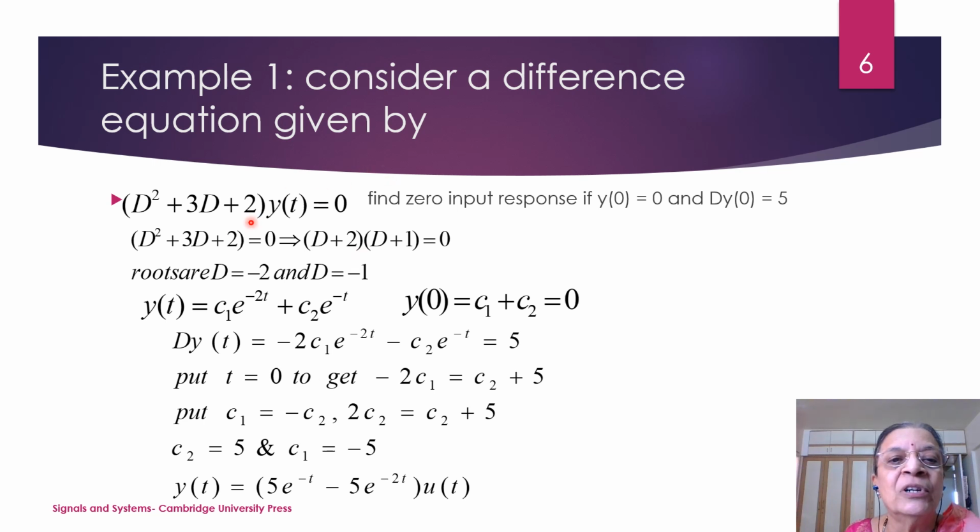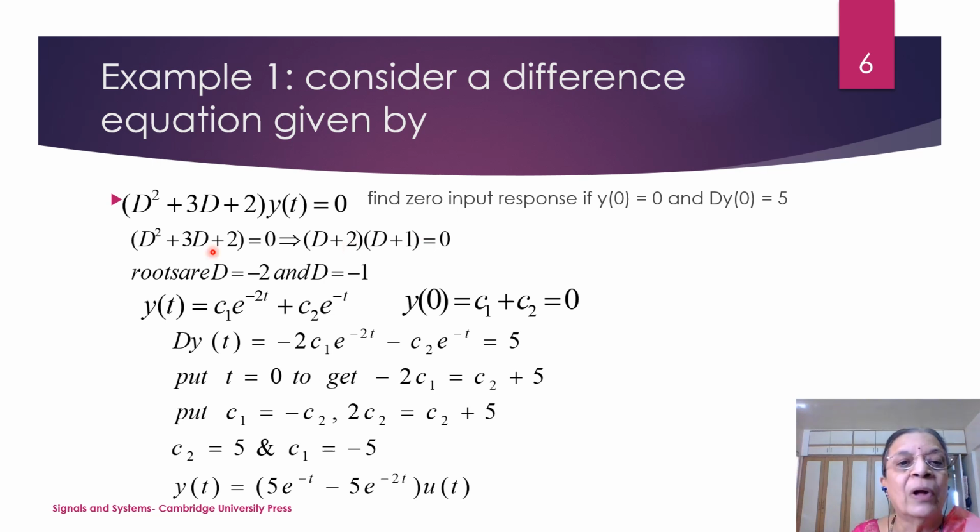Consider a difference equation given by (D squared plus 3D plus 2) y(t) equal to 0. Here we are assuming the right hand side as 0 because we are applying 0 input. We are supposed to find the zero input response given the initial conditions. The initial conditions are y(0) equal to 0 and dy(0), that means the first derivative of y evaluated at t equal to 0, is equal to 5.